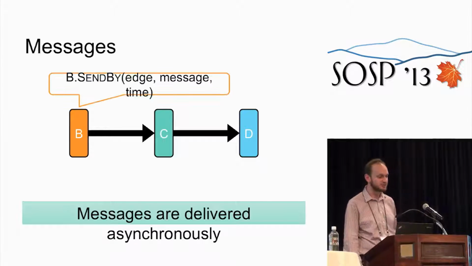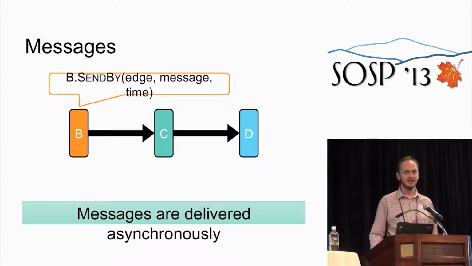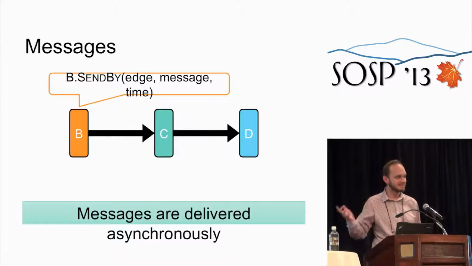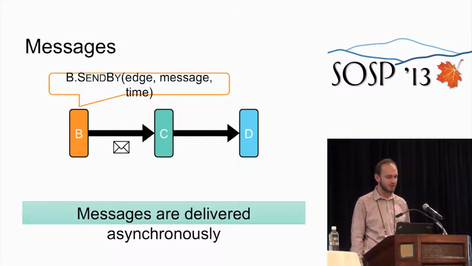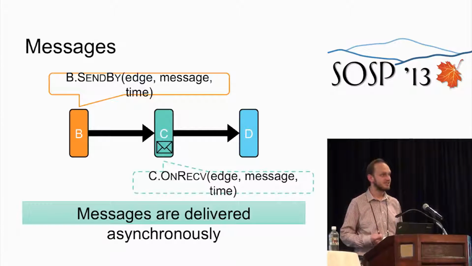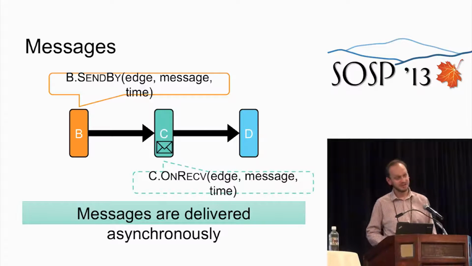When a vertex B is running, it can invoke the SendBy operation, specifying one of its outgoing edges, the body of a message, and a time. Now, this time identifies records that are associated with the same batch of data. You could think of it as a sequence number that's applied to the data, but we'll extend that to something more general later on. However, since the message delivery is asynchronous, the system is free to deliver the message without having to reorder it at the receiver. And so it does this by delivering an OnRecv callback to vertex C here, passing the same edge, message, and time.